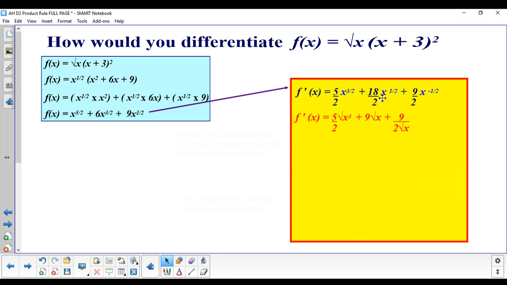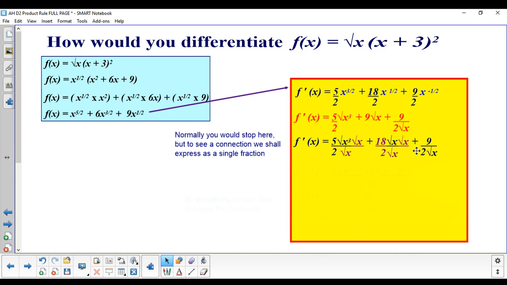That is fine for where you want to stop, but for me to show you the connection with this and your new rule, I need to express it as a single fraction. So you have 2 root x there, you have no denominator, and you've got a 2, so I'm going to make them all have a common denominator of 2 root x. What do I do to do that? I need to multiply the middle term by 2 root x top and bottom. So when I multiply the 9 by 2, it gets 18, and I've got the root x there. This one already has a 2, so I just need to multiply it by root x.